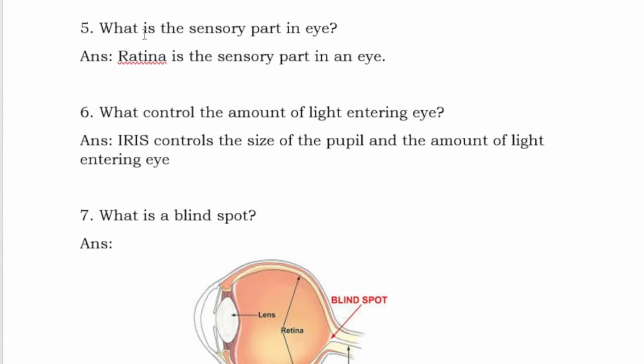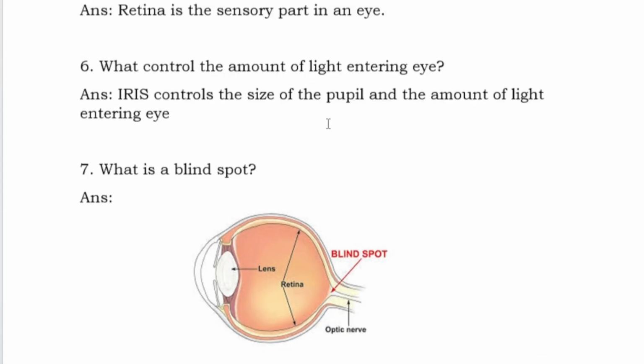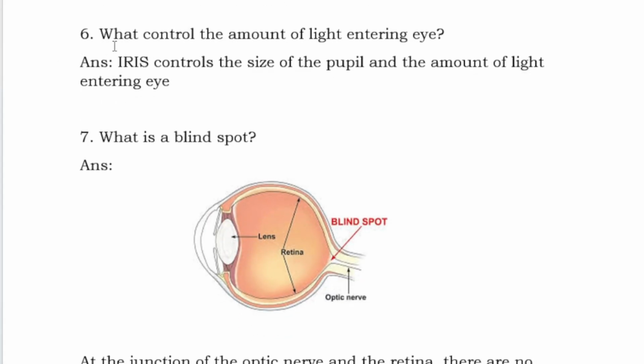Fifth question. What is the sensory part in the eye? Answer: retina is a sensory part. Retina is a sensory part in an eye. Sixth question. What controls the amount of light entering eye? Answer: iris controls the size of the pupil and the amount of light entering the eye.